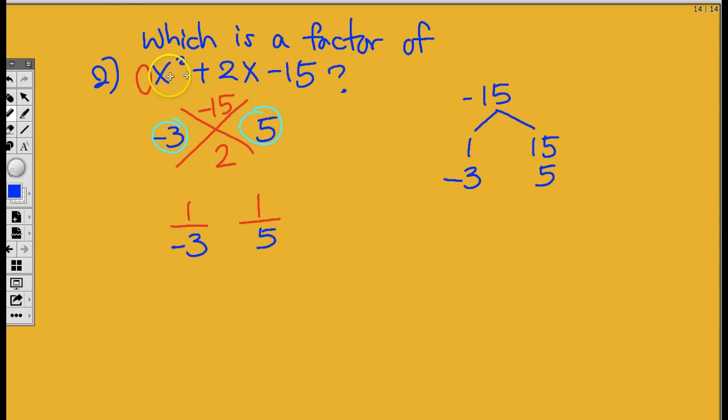Okay, so then what letters am I playing with? Yeah, the letter X. So I'm almost done. My factored form would be, I put the X on top. So it's going to be X minus 3 and then X plus 5. And so we are done.